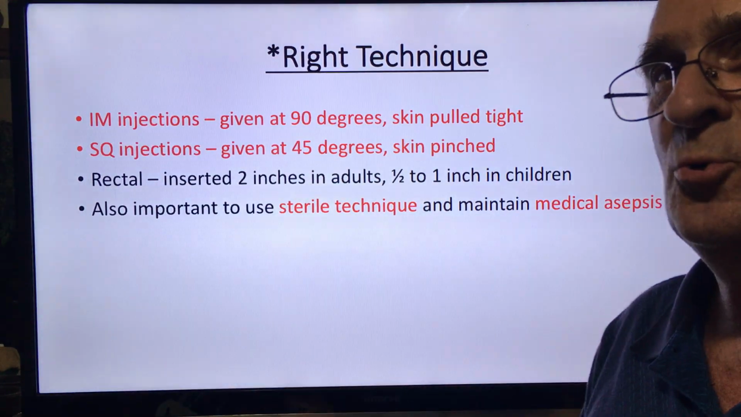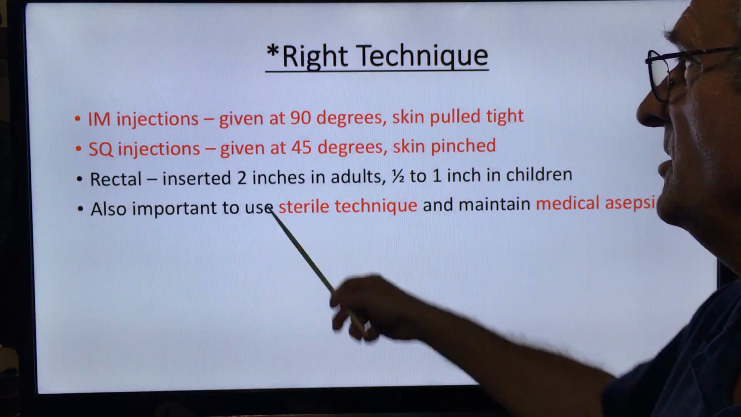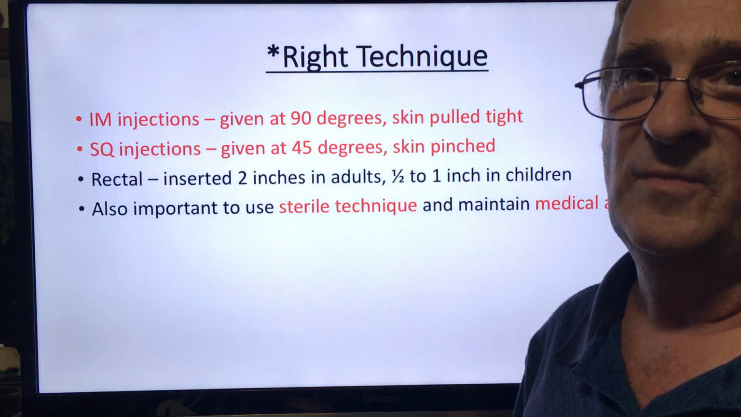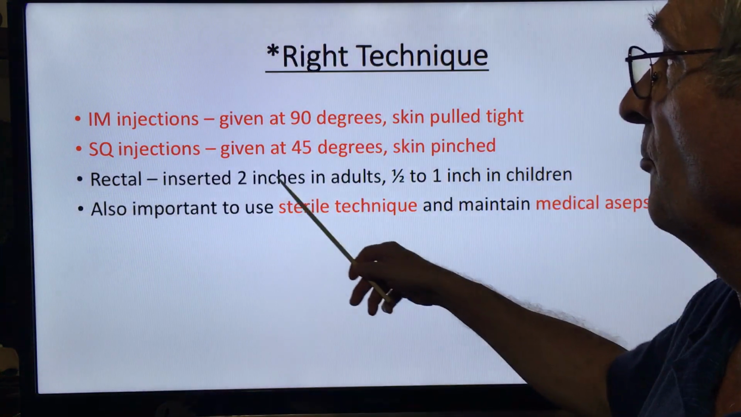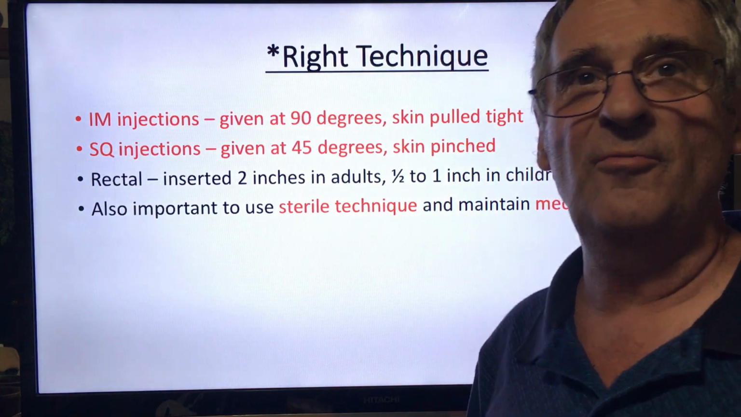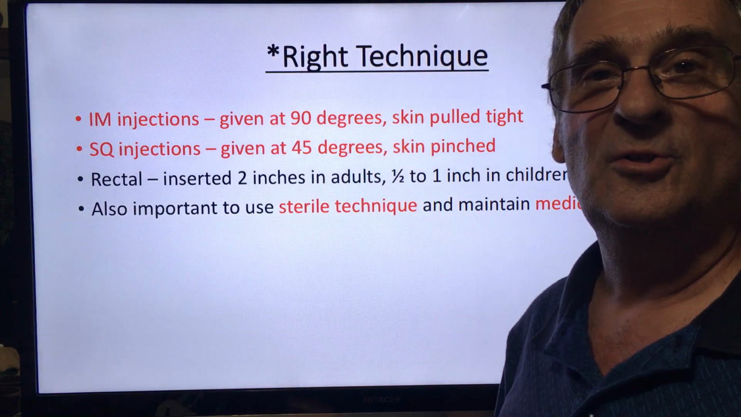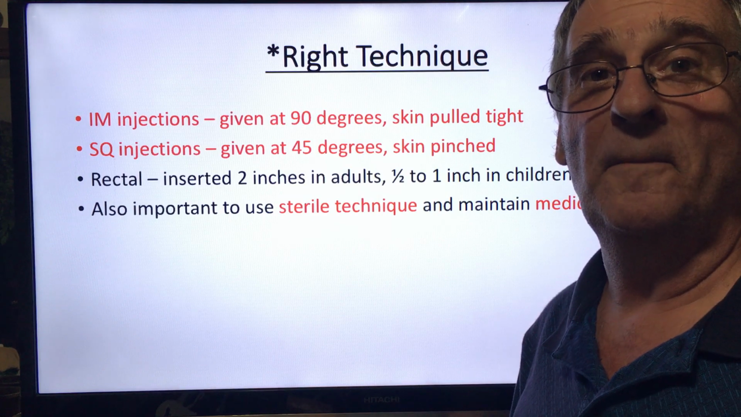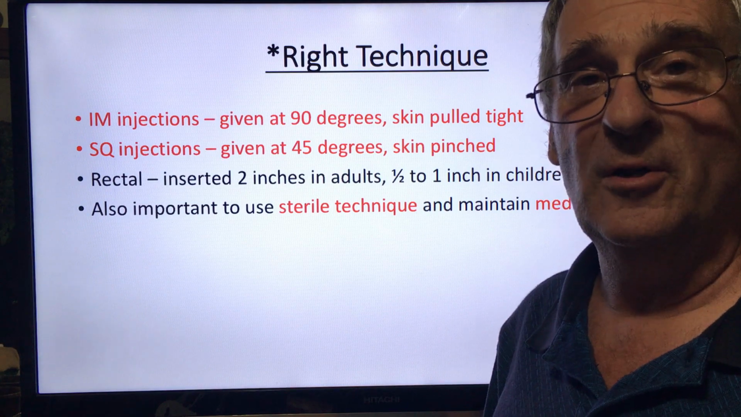Rectal suppositories are dependent on what age of person you're doing this to. 2 inches for an adult, half to 1 inch in children, no more than a half inch in infants. So rectal medications would include Tylenol, and the abbreviation for rectal is PR, per rectum. So if we were to give Tylenol PR, PRN for fever, to a child, we would say that's Tylenol per rectum as needed. PRN is as needed.